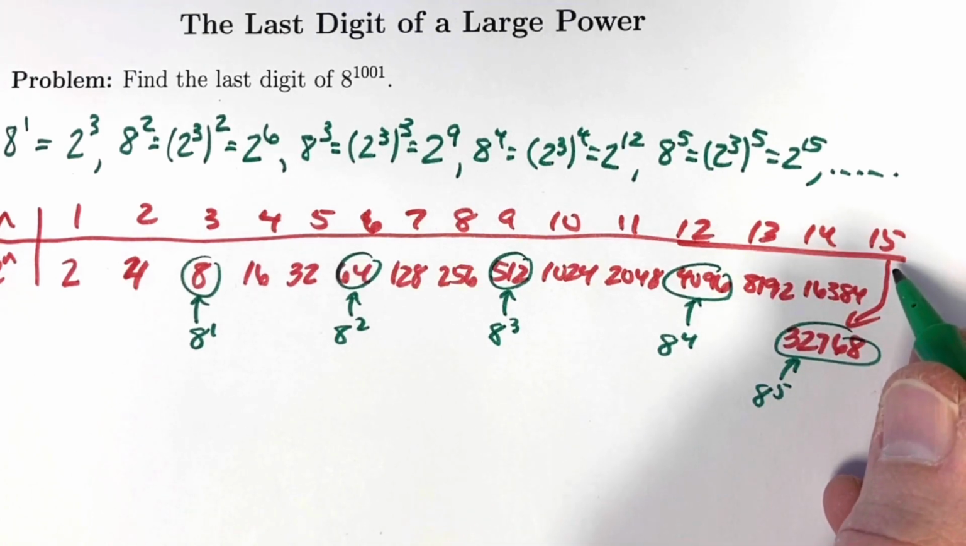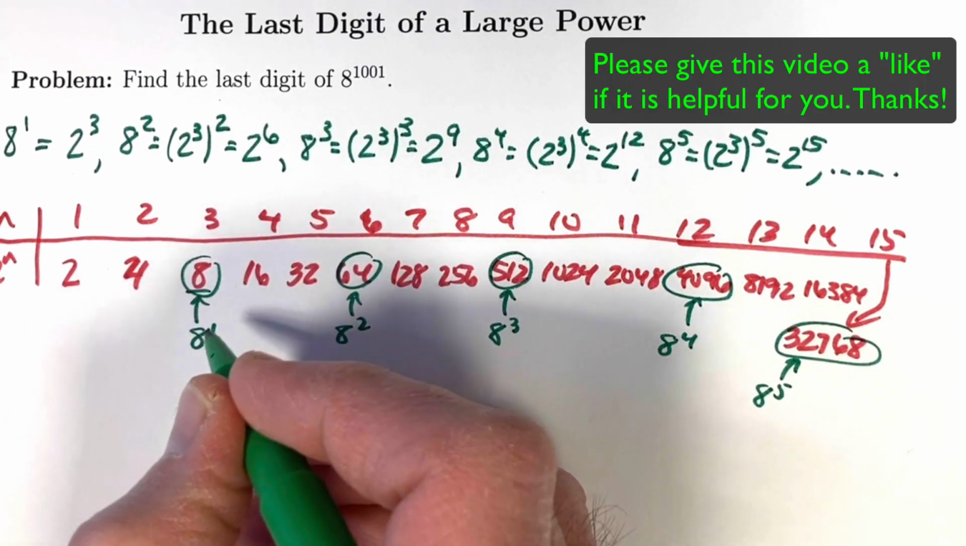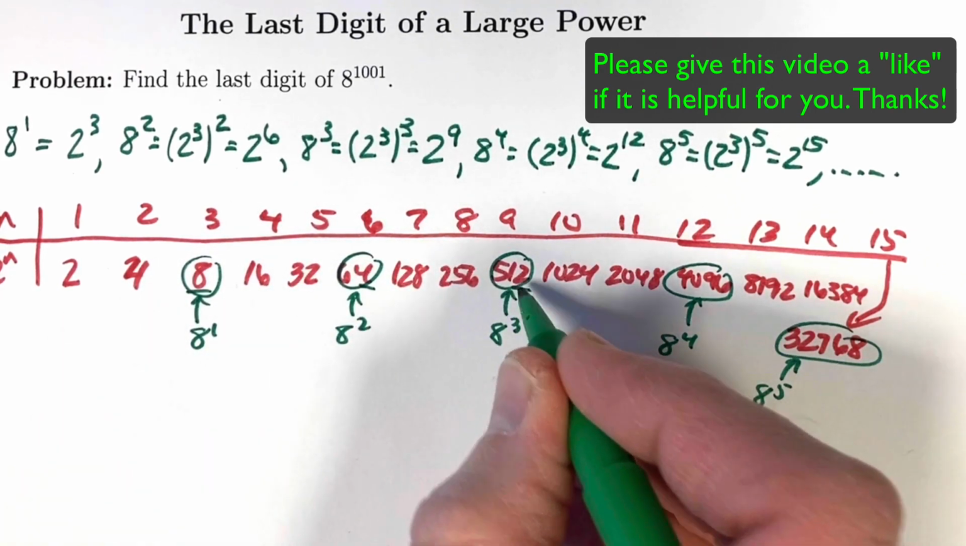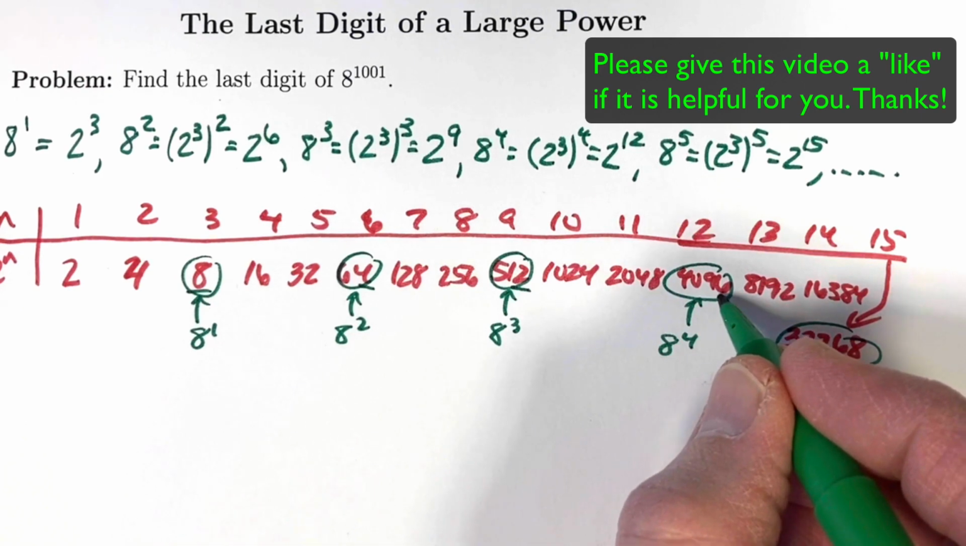Now look at the patterns of these last digits. 8 is its own last digit. 64 has a last digit of 4. 512 has a last digit of 2. 4096 has a last digit of 6.